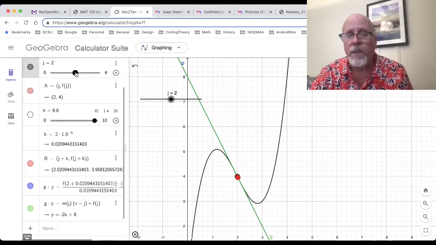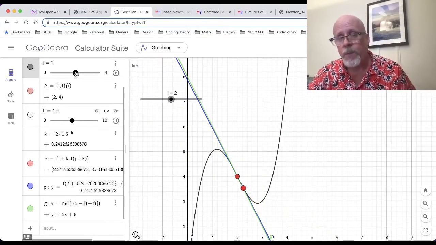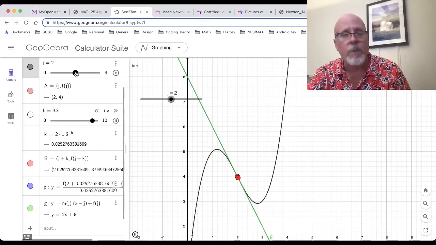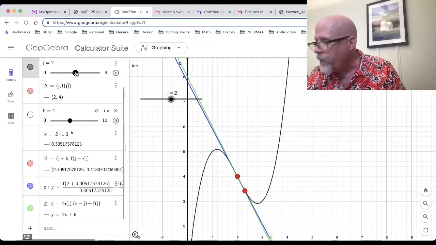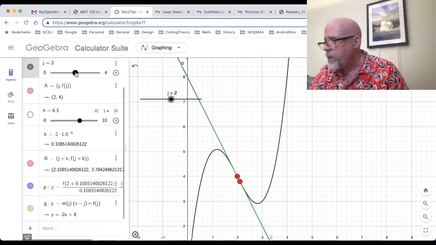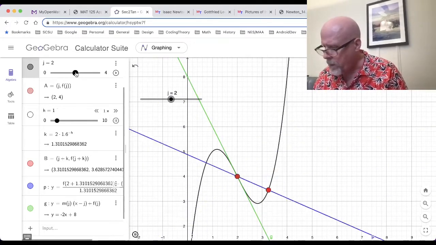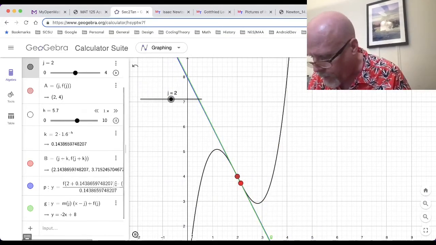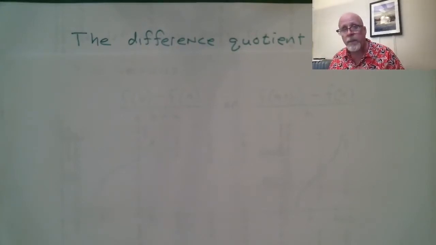How quickly the slope of the secant line approaches the slope of the tangent line, that's a different matter. But that it does approach that slope is what we want. Okay, so there's a way to get at this slope of the secant line, and by taking a limit, to get at the slope of the tangent line, and it's this.